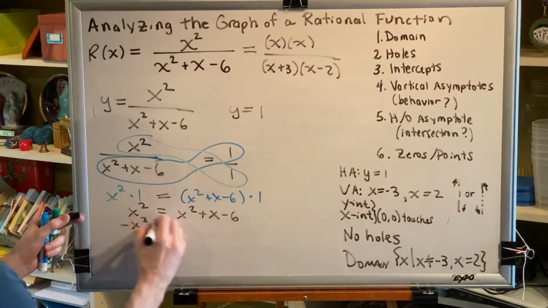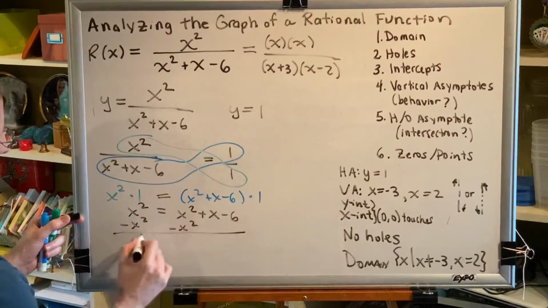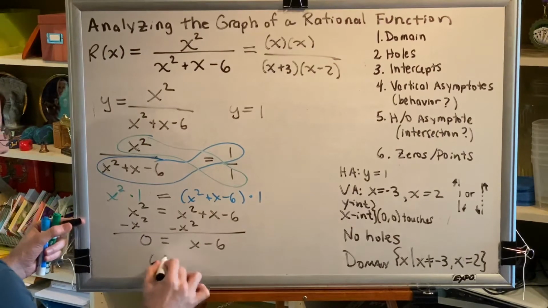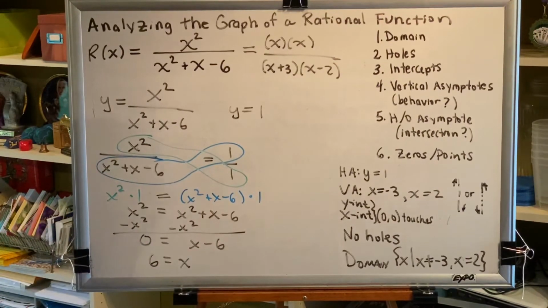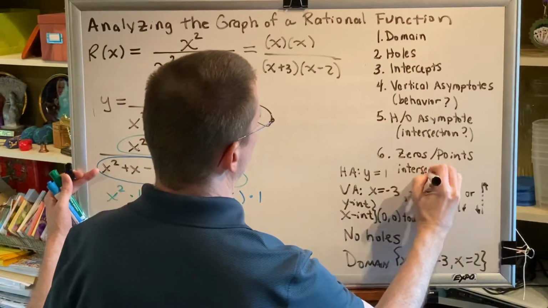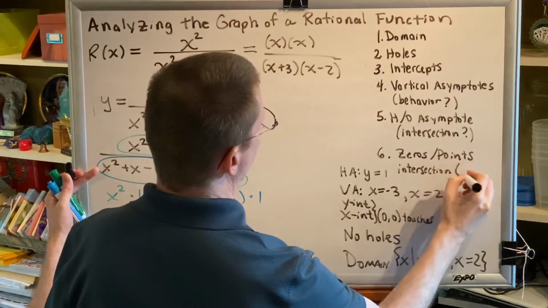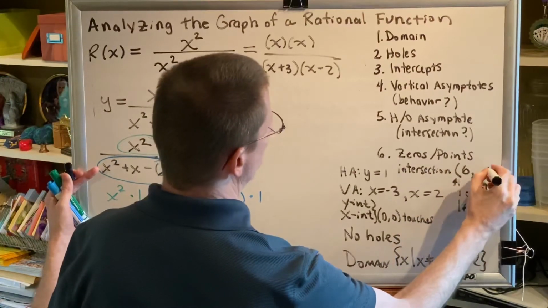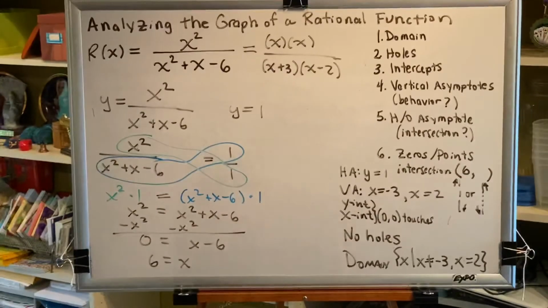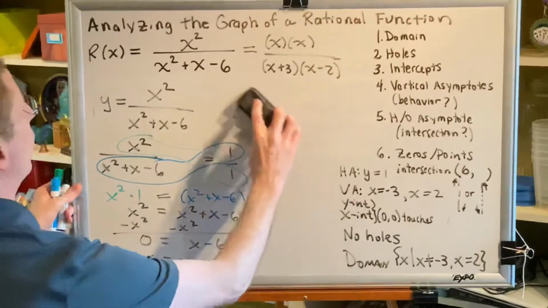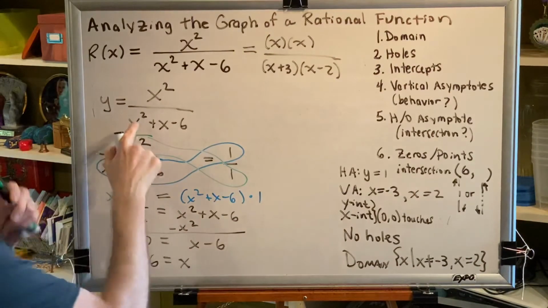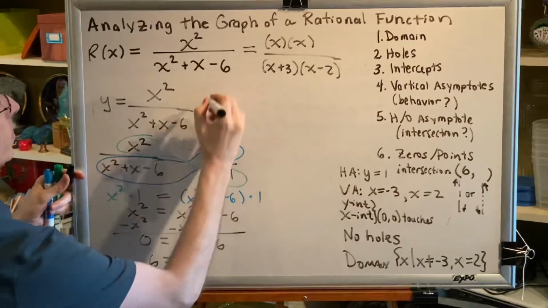Subtracting x squared on both sides gives me 0 equals x minus 6. Adding 6 to both sides gives me 6 equals x. So there is going to be an intersection in this problem. And the x-coordinate of that intersection is 6. All we have to do now is find the y-coordinate of the intersection, and we do that by plugging into our function. So we know that y equals x squared over the denominator x squared plus x minus 6.